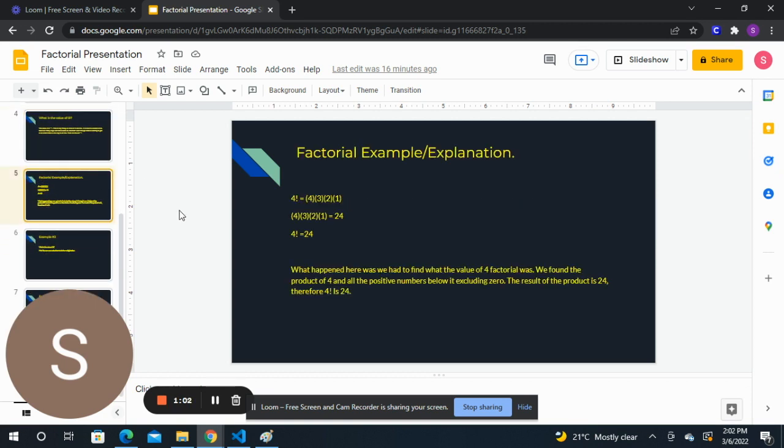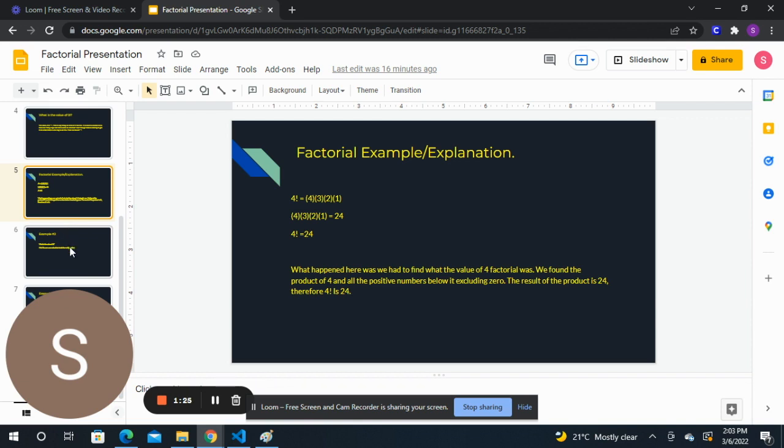So here's a factorial example and explanation. What happened here was we had to find the value of 4 factorial. To find 4 factorial, we need to find all of the numbers that are less than or equal to 4 and find the product of them. If you find the product of 4 times 3 times 2 times 1, you will get 24. Therefore, 4 factorial is equal to 24.